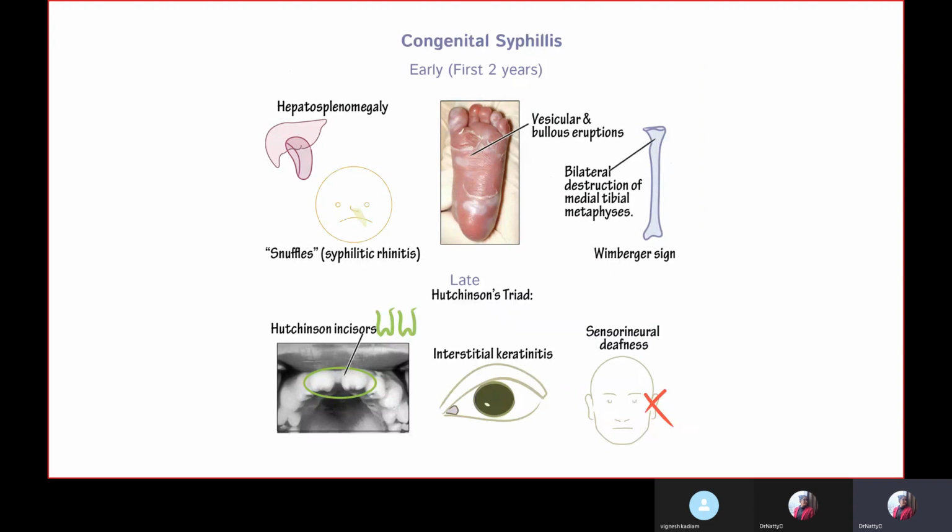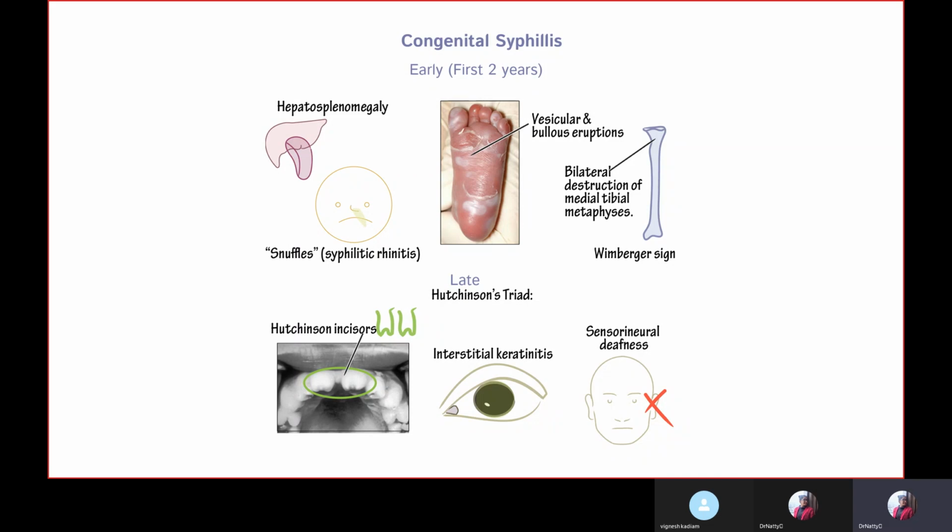Then you have a very important one, congenital syphilis. Under congenital syphilis, you have early manifestation and late manifestation. The late manifestation is very, very important because we have a classical triad of features called the Hutchinson triad. The Hutchinson triad includes Hutchinson incisors. It's not only the incisor that gets affected, the molar also gets affected. The incisor is called a screwdriver-shaped incisor and the molar is called a mulberry molar. The incisor and molar together are called Hutchinson's teeth.